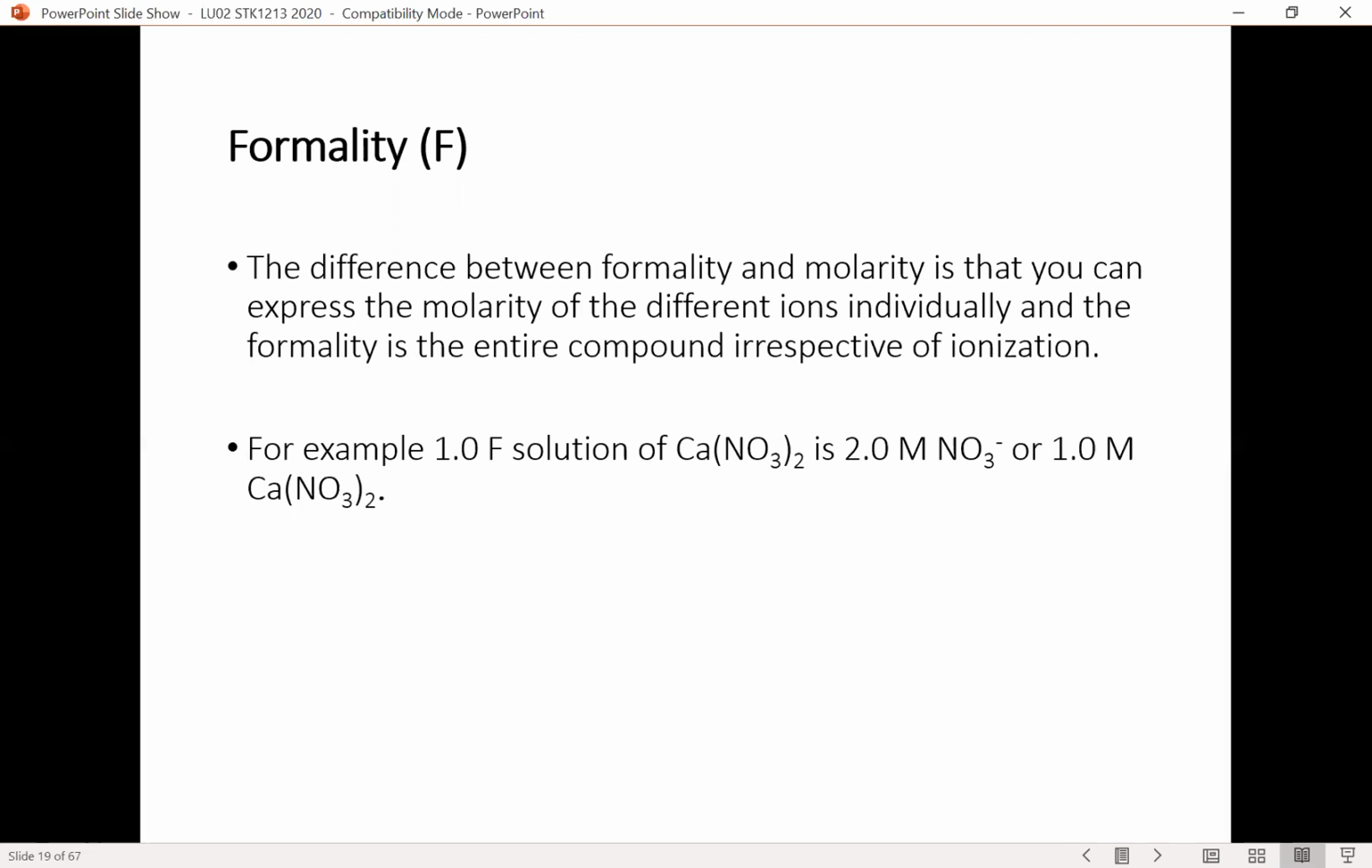For example, 1 formal solution of CaNO3 is 2 molar of nitrate or 1 molar of the whole substance. Okay.